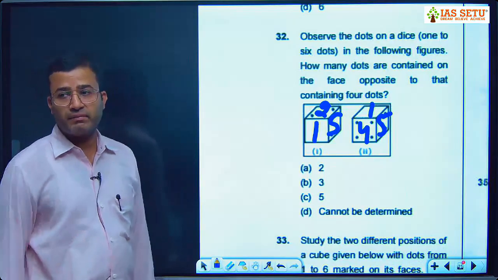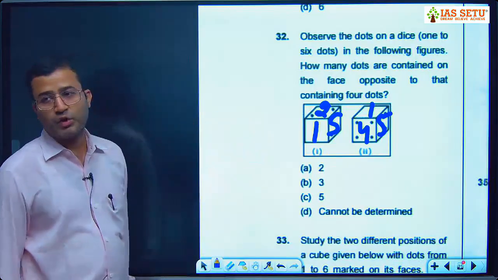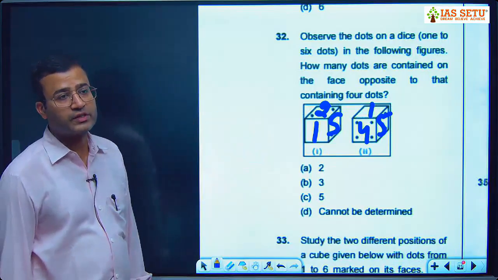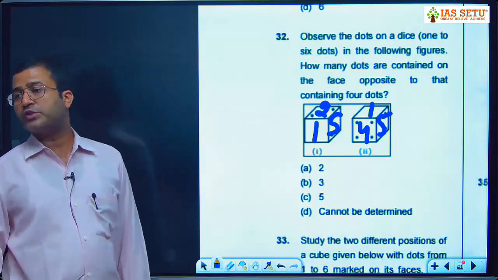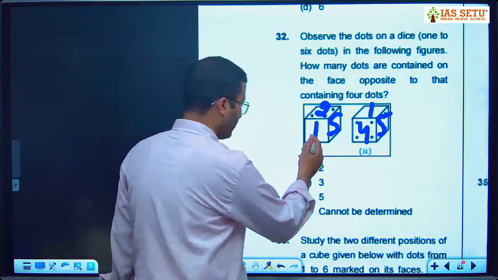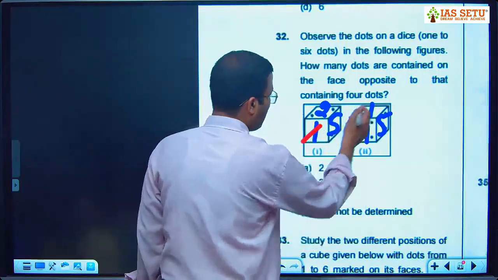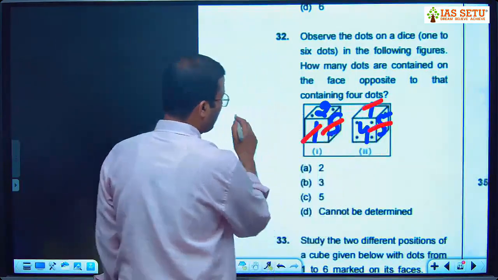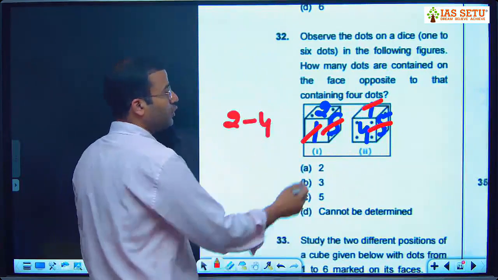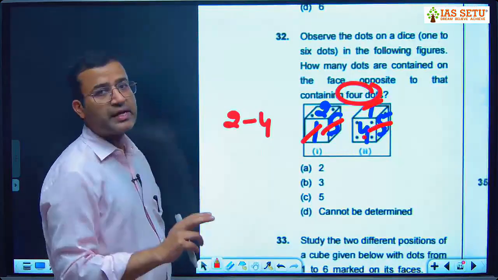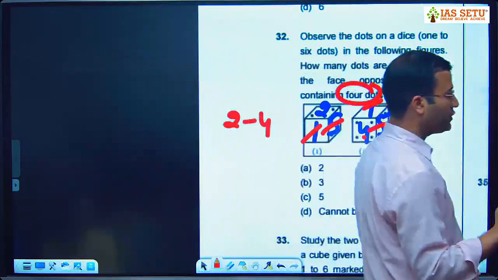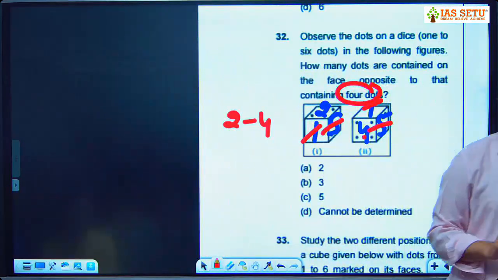अब ये भाई साहब कह रहे हैं मास्टर मेथड. 2 फेसेस कॉमन है इसमें. Tell me what are the common faces? 1 as well as 5. If 2 faces are common, then what do we have to do? 1 and 1 cancel, and 5 and 5 cancel. So what do we get? 2 and 4 opposite. So what is the opposite of 4 dots? Answer is 2. It is a type 2 question, not type 1. When 2 faces are common, it is a type 2 question.